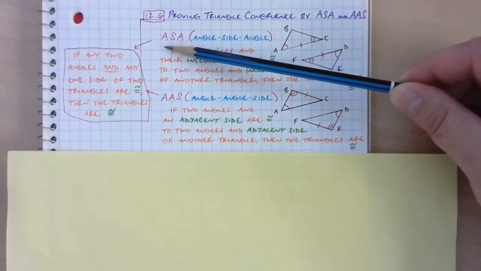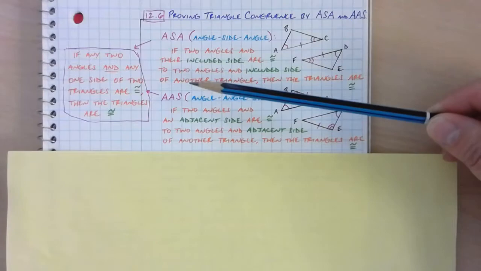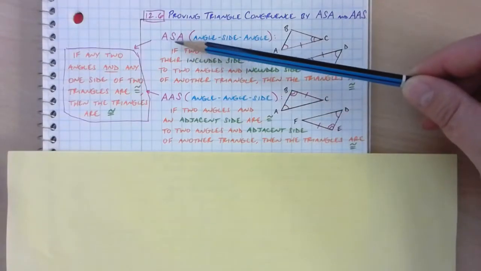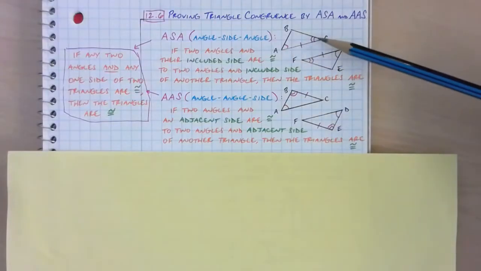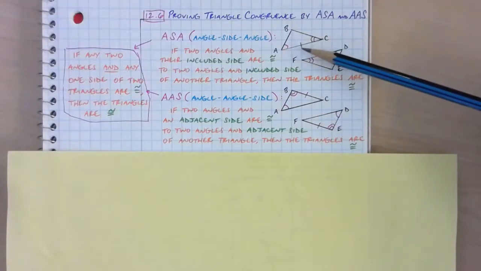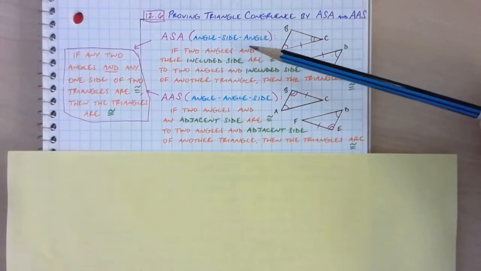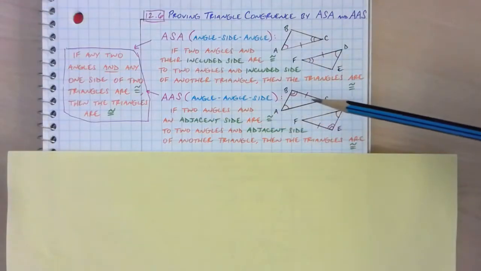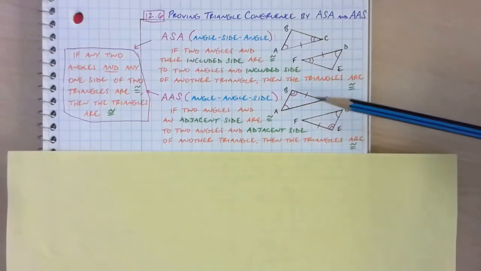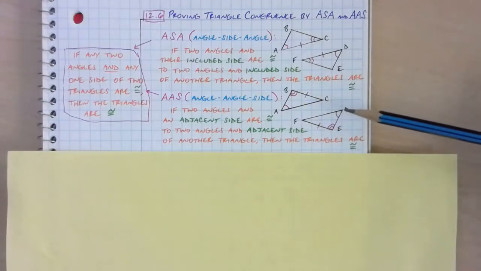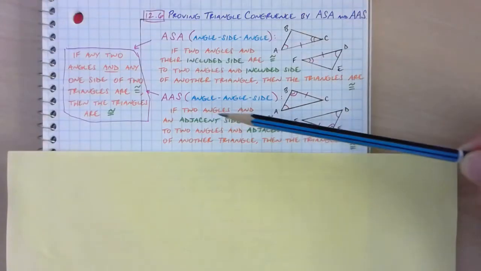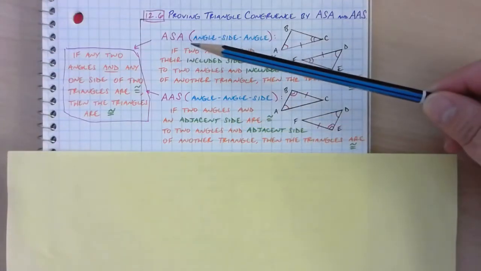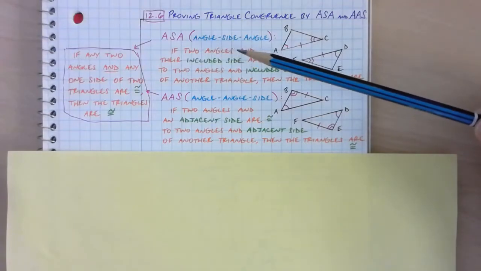So if I have 2 angles and any given side, if the side happens to be sandwiched between those 2 angles, like these, angle, angle, and then the side that connects those 2 angles, that's what we would call ASA, angle, side, angle. If it's any other leg, so angle, angle, side, or side, angle, angle, it doesn't matter. If I have 2 angles and a side, it's AAS. If the side happens to be sandwiched between the 2 angles, then I would just call it ASA.